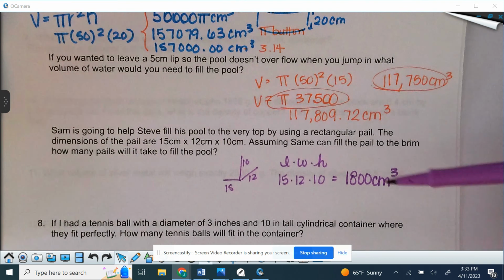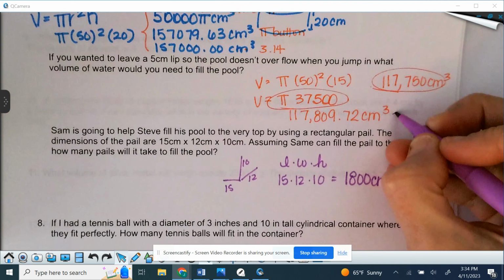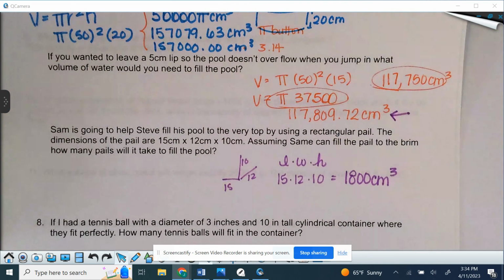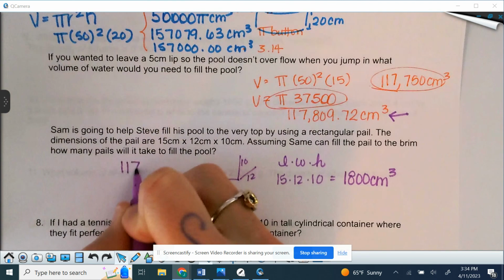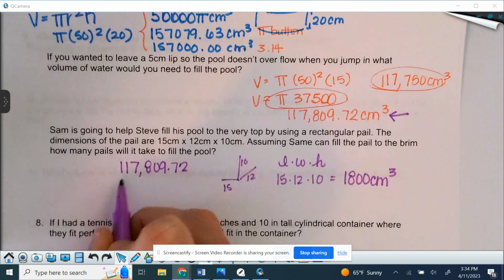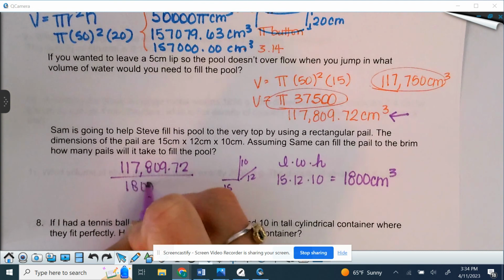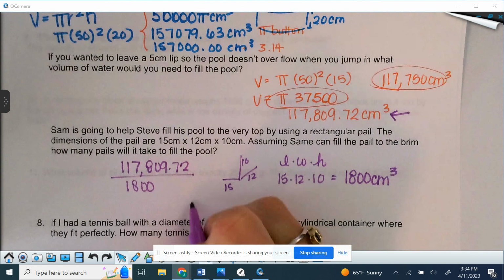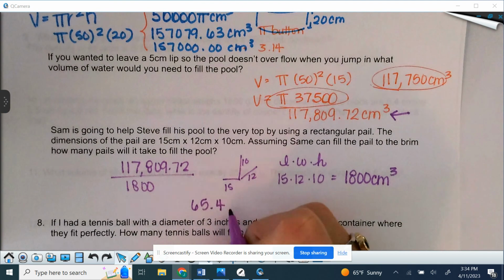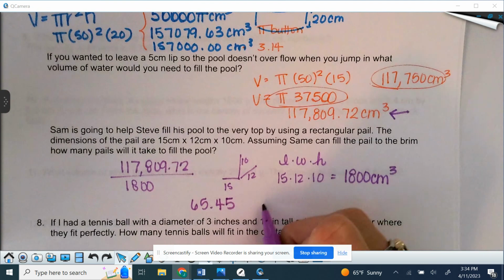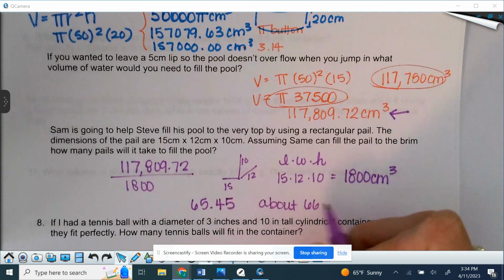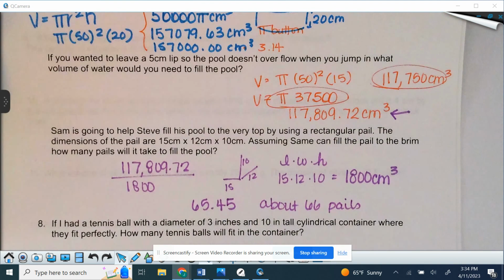I would say let's go with the accurate one. So then you're going to take that number, divide it by the 1,800. So 17. Whoops, that's not right. Divided by the 1,800 centimeters cubed. So we took the 117,809.72, and we're going to divide it by our 1,800 centimeters cubed. Then it gives us 65.45. So we would say about 66 pails, or maybe a little over 65.